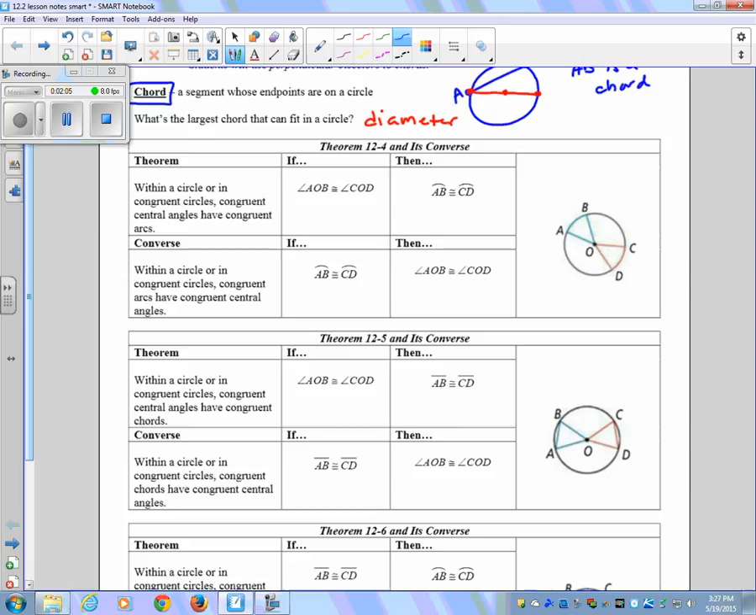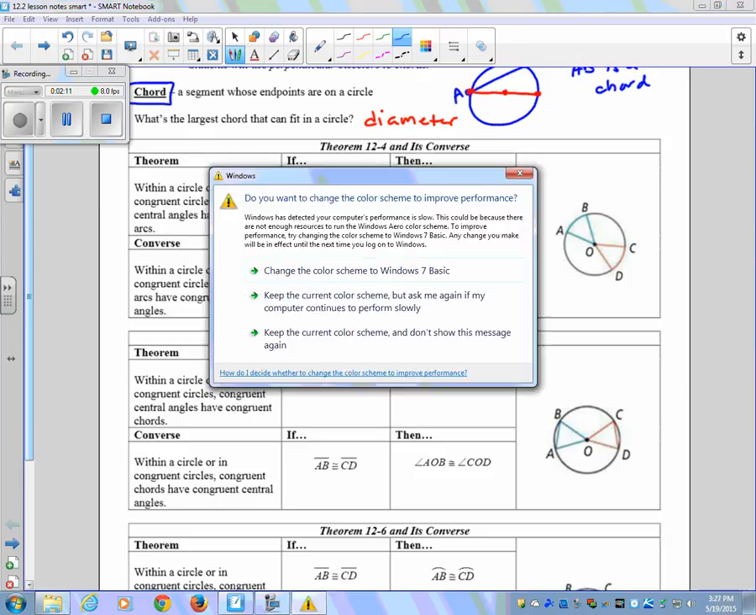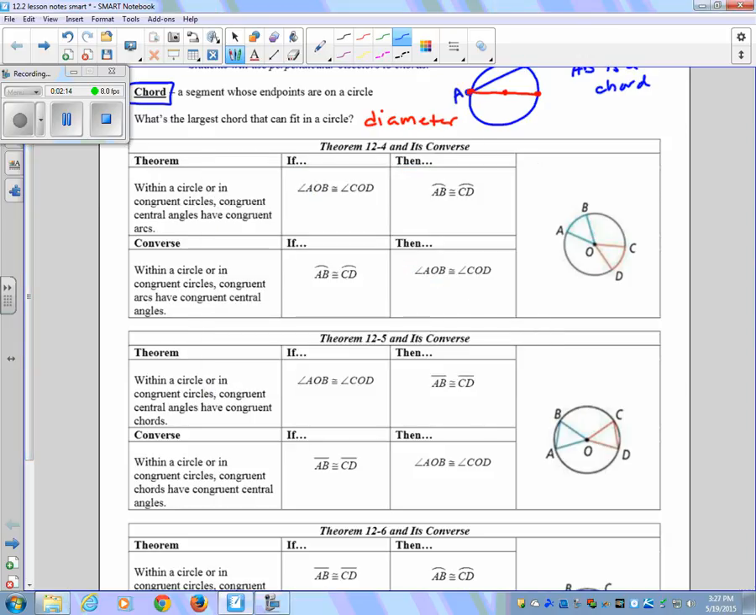So this first one says within a circle or in congruent circles, we're going to talk about within one circle here. Congruent central angles have congruent arcs. In other words, if this angle is, let's say, 30 degrees, and this angle is also 30 degrees, well, since we learned that the arcs have the same degree measure as their central angle, that means that these two arcs are going to be the same. If the angles are the same, congruent, then the arcs are congruent.